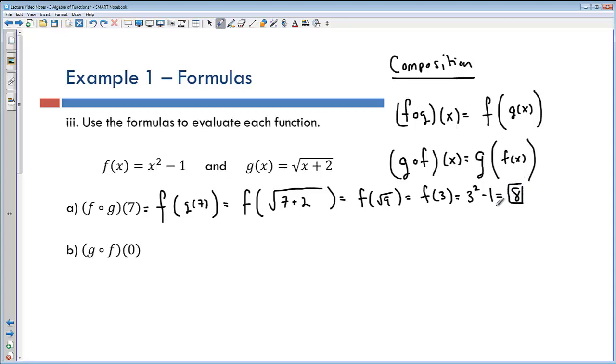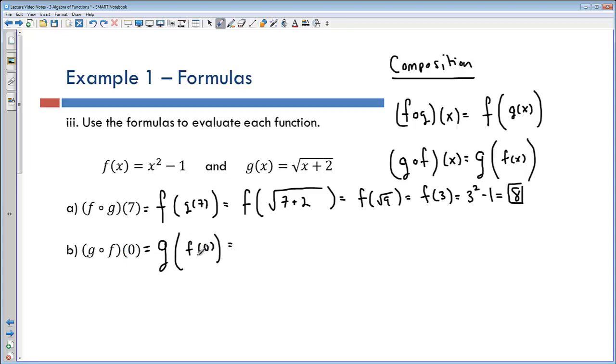Let's do this again, but instead of doing f composed with g, we'll do g composed with f. And this one's evaluated at 0. So write down what it says. Very important, don't skip this step. So g of, and then comes f, so f of, and then comes 0. So f of 0. That's what it says.